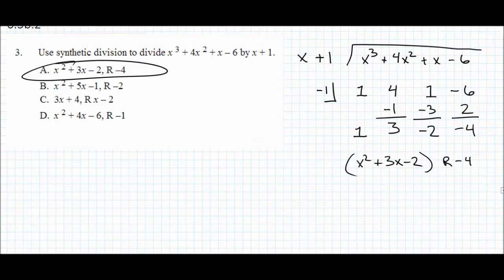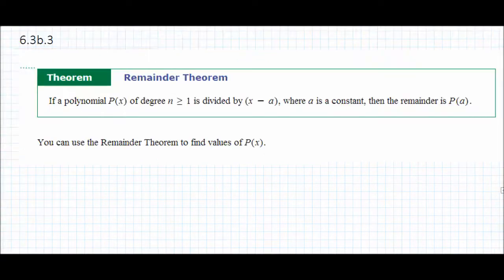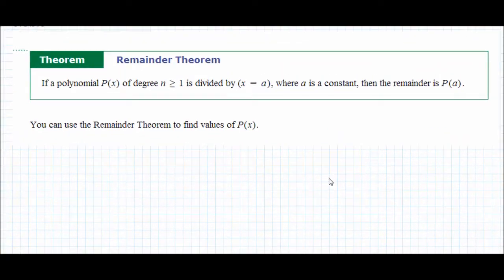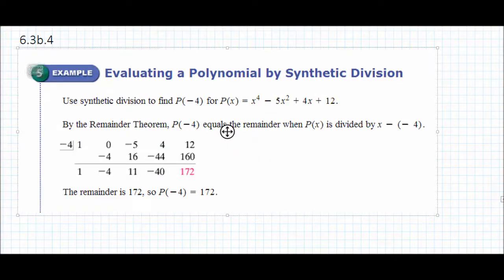Okay, once you get the hang of this, the synthetic one will be a little bit easier. Okay, if a polynomial p of x of degree n, where n is greater than 1, is divided by x minus a, where a is a constant, then the remainder is p of a. You can use the remainder theorem to find the values of p of x. So let's look at what is meant by that.